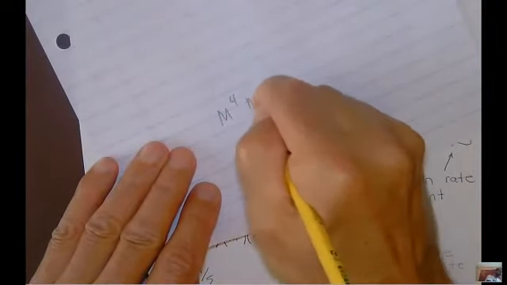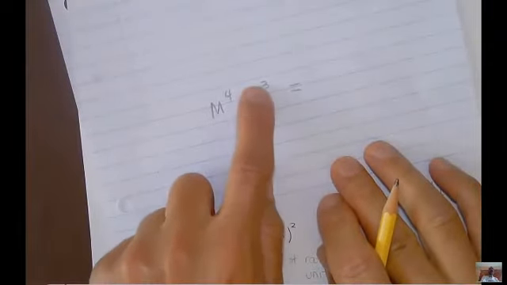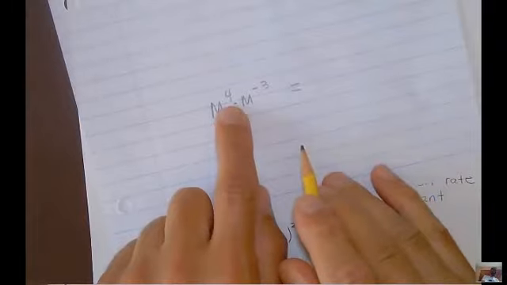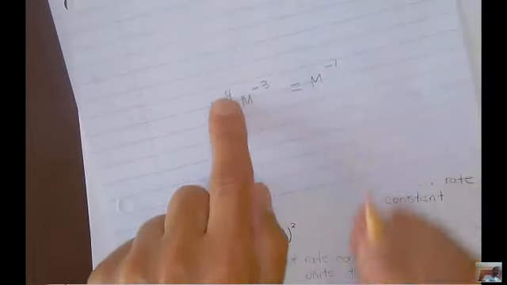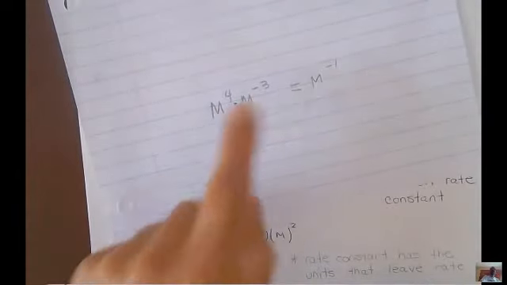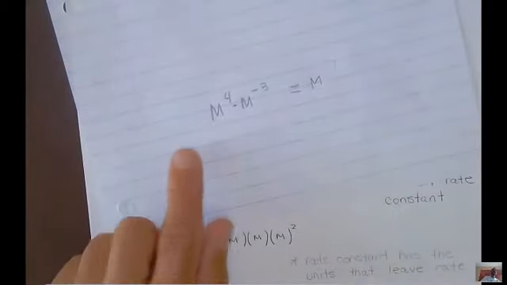Molarity to the fourth times molarity to the minus 3. How do you deal with multiplying 2 numbers that have exponents? You add the exponents. So 4 plus a minus 3 gives you molarity to the first. 4 minus 3 is 1. Okay?